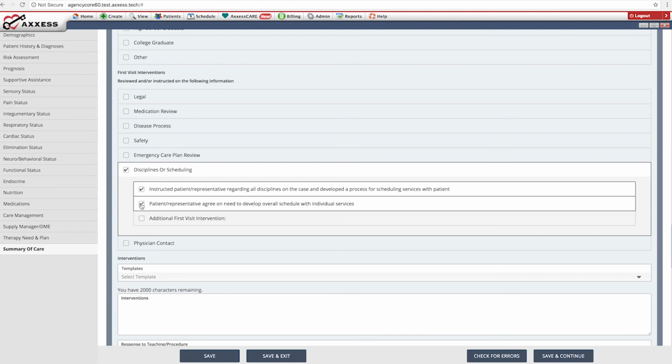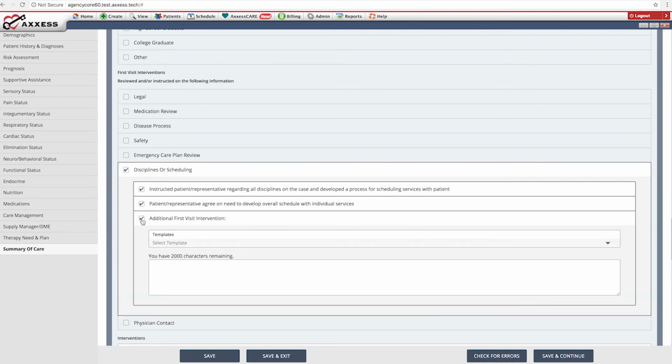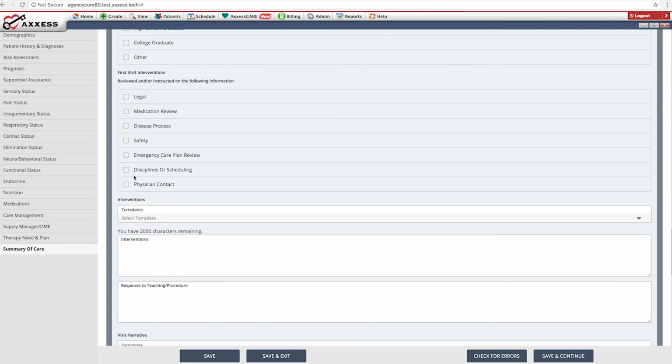Every single discipline must set up their schedule with the patient and coordinate with each other, of course. If your agency has any additional first visit interventions, you can develop templates and pull that information in. If you don't want to use any of these suggested items, that's fine as well. There need to be some sort of verbiage pulled in regarding the scheduling.